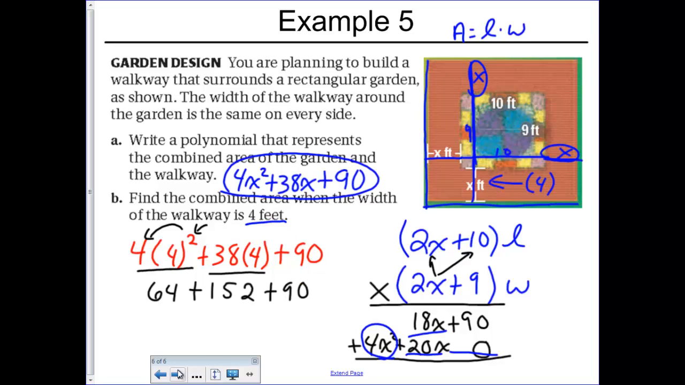So add them all together, we get the 64 plus the 152 plus the 90, and we end up with a total of 306 square feet. So this ends up being the total combined area of the walkway along with the actual garden itself.